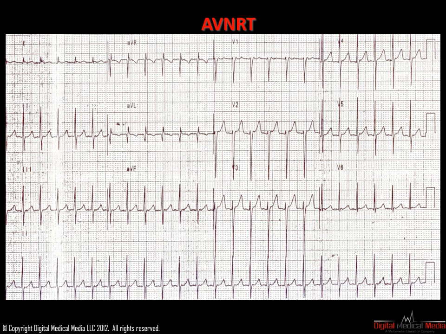However, all ECGs demonstrating AVNRT do not necessarily have this pathognomonic finding. Therefore, if you see a pseudo R prime in a regular SVT running between 160 and 190 beats per minute, it is definitely AVNRT. However, the absence of that pseudo R prime does not mean that this is not AVNRT.